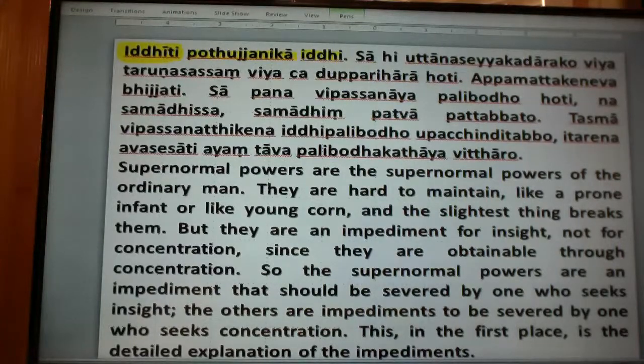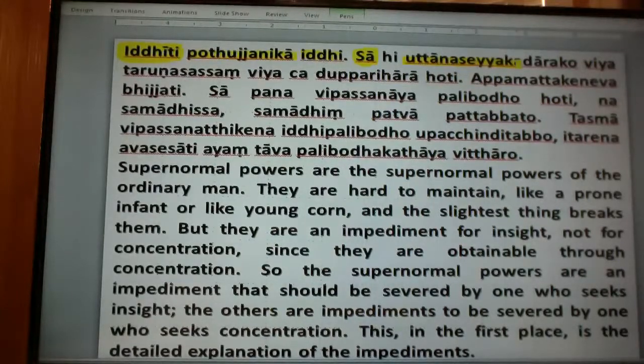Putujanika means the ordinary person who has the supernormal power. That kind of supernormal power is an impediment. Yeah, we have to know that. Sa means that kind of supernormal power.